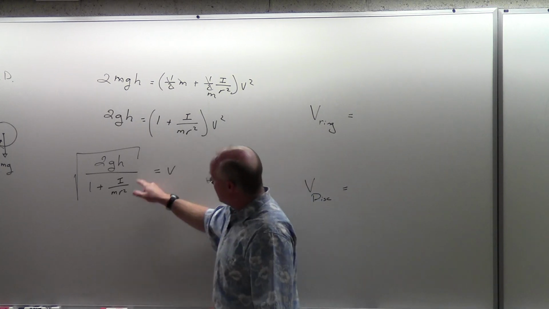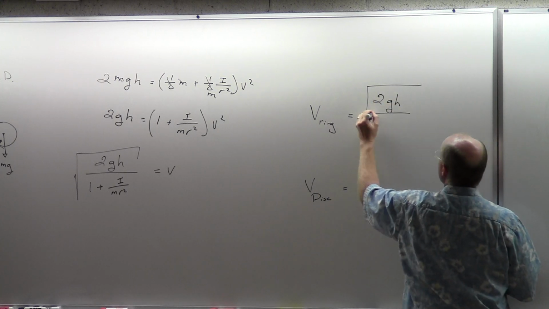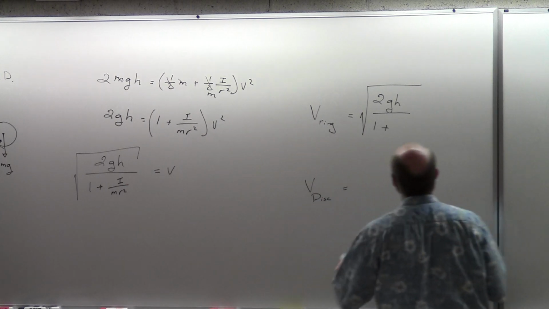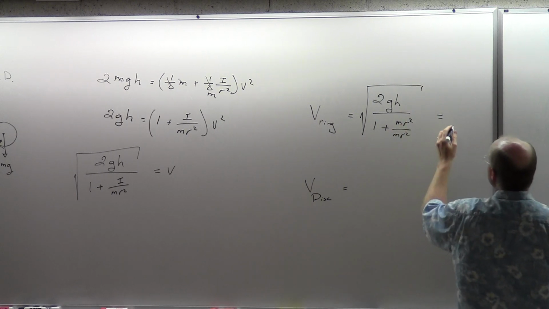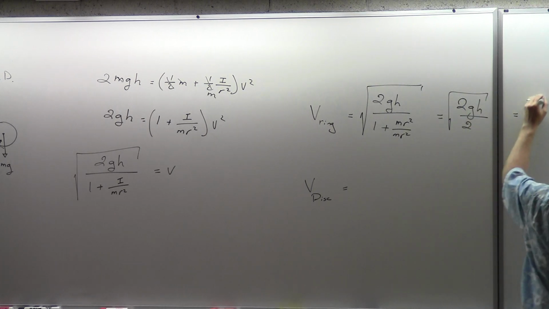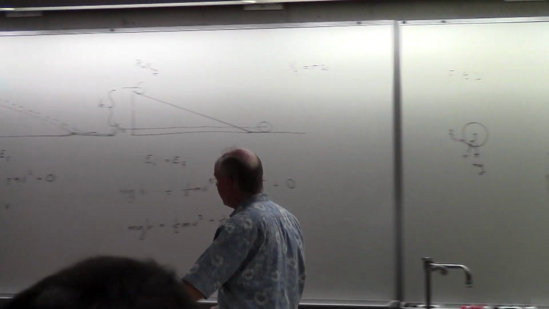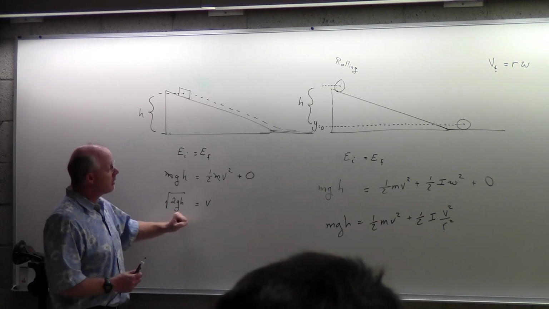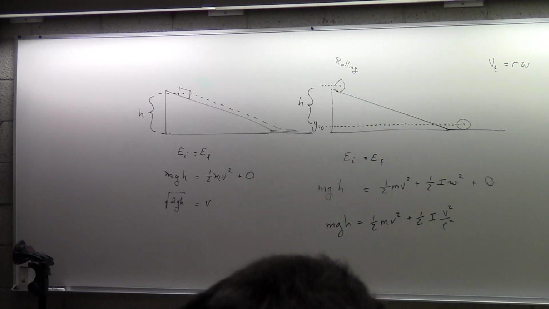And so if I put my value in for the ring, this is the square root of 2gh. What was I for a ring again? mr squared. So this is just mr squared over mr squared. So this becomes 2gh over 2, which just becomes the square root of gh. And obviously that number is less than this number by 41%, because the square root of 2 is 1.41. And so clearly the object that doesn't rotate is going 41% faster than the ring.